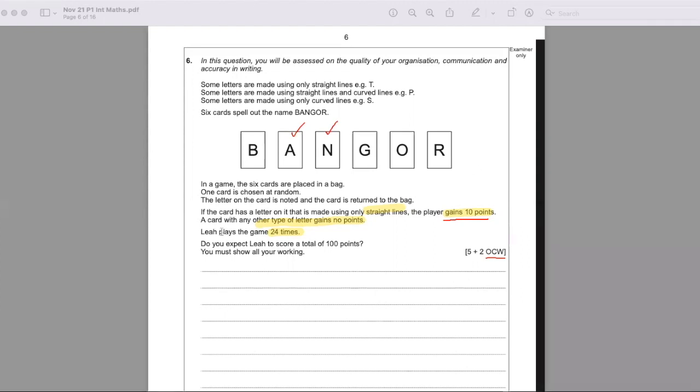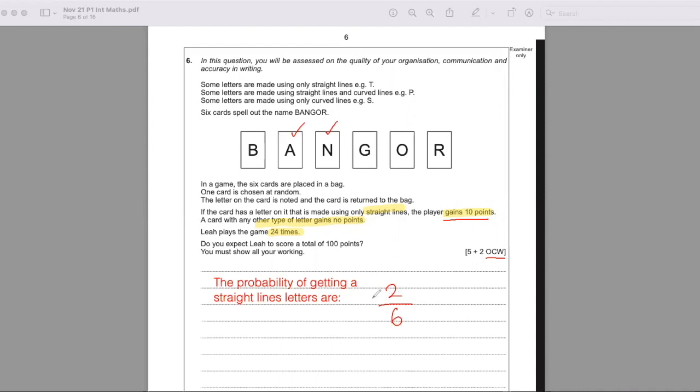So all you've got to write here is the probability of getting a straight line letter. Okay, so there are 2 of them, and out of there are 6 letters. So that's the probability, which is 2 out of 6.